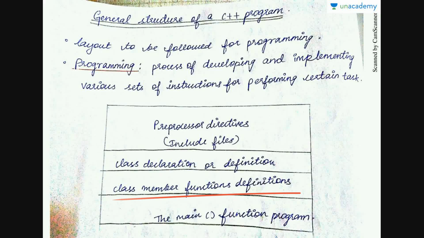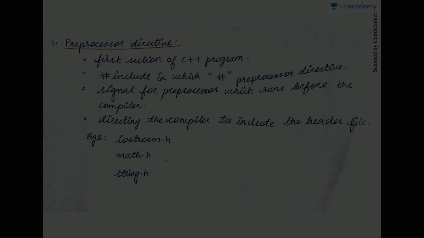But the preprocessor directive is a must in all programs, whereas class declaration and class member function definitions aren't that compulsory. But if you have them in a program, all should come before the main function. Next you'll have the main function program. Let us see each one by one.